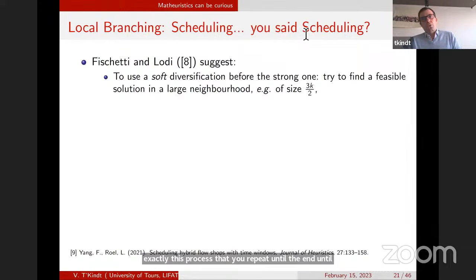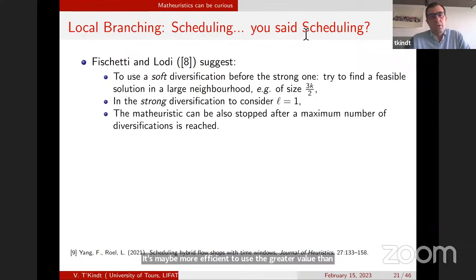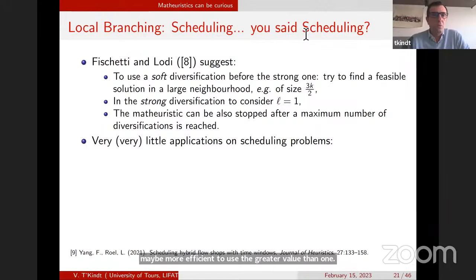Well, Viscati and Lodi suggest using soft diversification, which personally I found in my experiments pretty useless, but why not? And next, if it doesn't work, to use strong diversification, which is, in my opinion, more efficient. Even if they suggest using L equal to 1, in practice it's maybe more efficient to use a greater value than 1. Okay, and there's also some stopping rule that you can add. So there are a lot of variations around that, but that's the main principle of local branching.